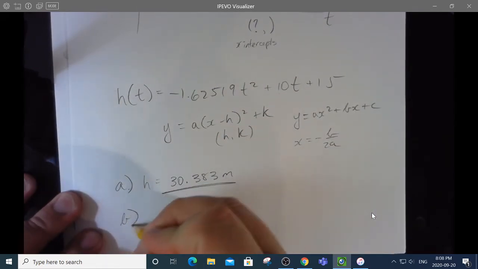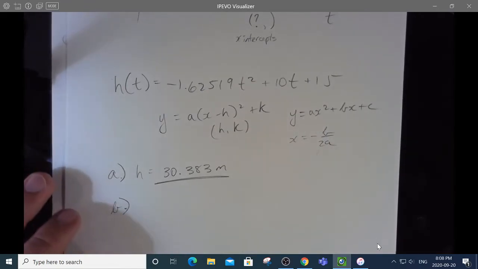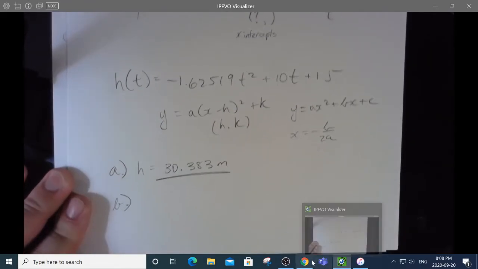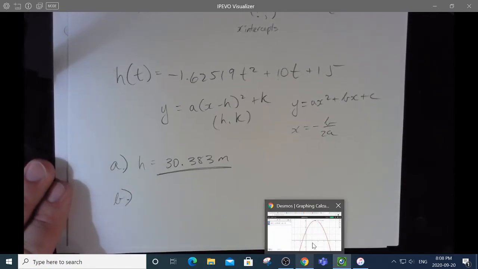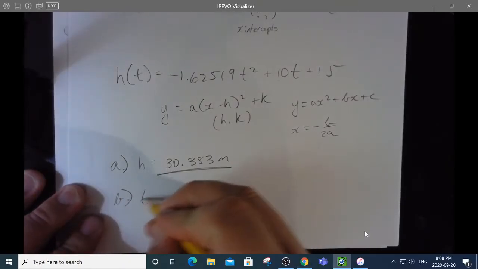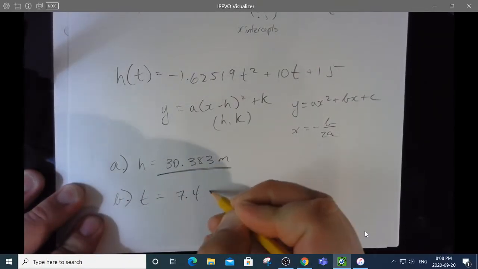The B question: how long does it take before it hits the ground? How many seconds is it in the air? What's its hang time, I guess is what you'd call that. And again, that would be 7.4 seconds, the x value here. And then remember, that's a height of 0 because you're on the x-axis. So the B answer is time is 7.4 seconds.